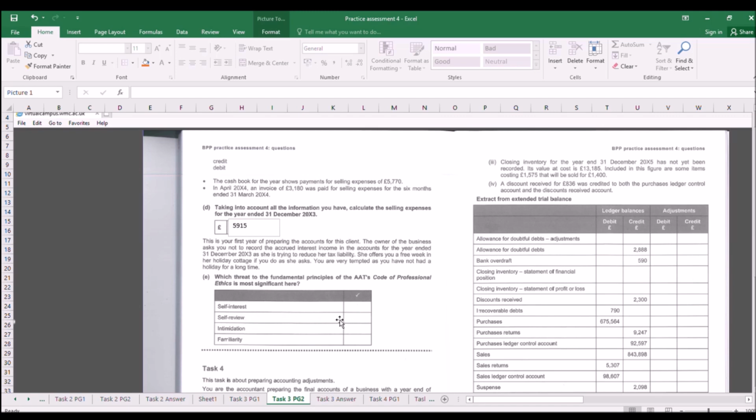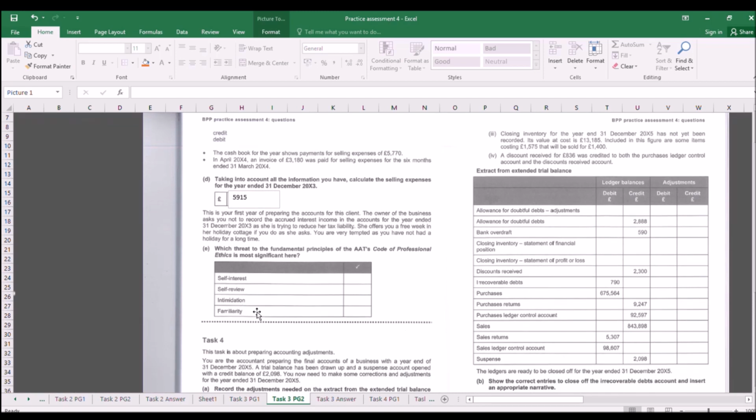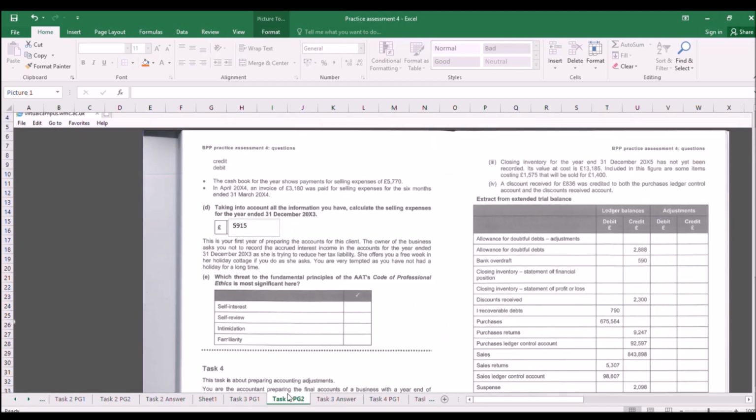If it was self-review, there'd be no point where you've been asked; you're just simply reviewing your own numbers and you decided that it wasn't a good idea, probably because of your competence. If it was intimidation, you'd say, no, I'm going to have my tax lower, and if you don't do that, I'm going to send round my very unpleasant, I don't know, brother or whatever. Familiarity is, oh, come on, we've been friends for a heck of a long time, you've been going to my holiday cottage for years, can you please do that for me? So no, it's self-interest in this one because she's offering you a bribe. Right, and that is the end of task 3.